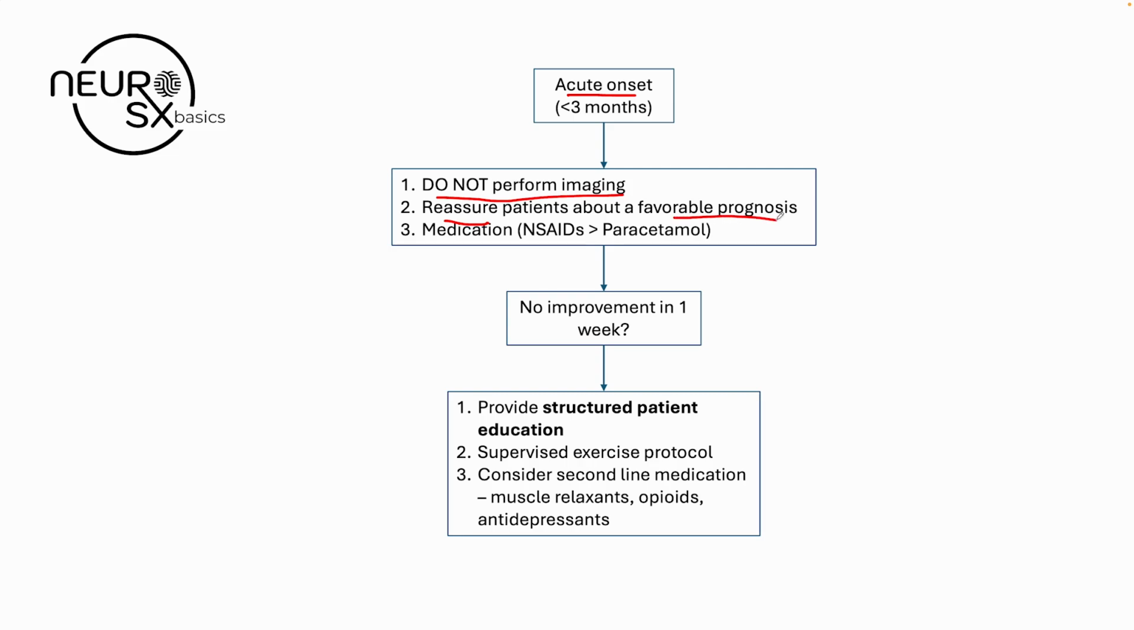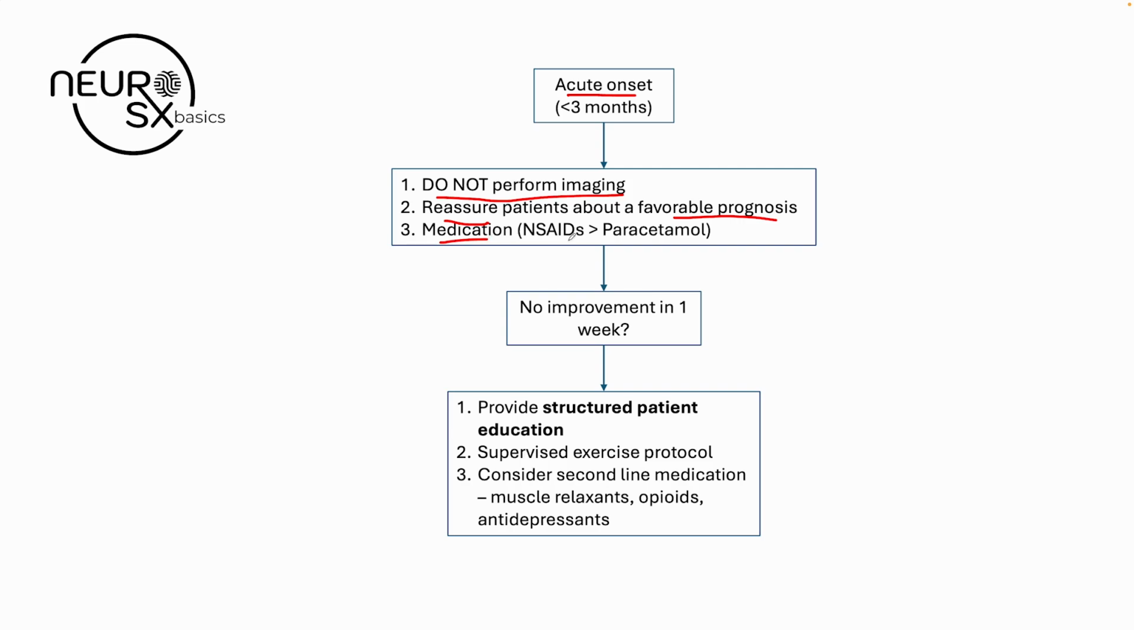Tell them that in 90-95% of cases the symptoms will resolve, there is nothing to worry about, and they should not think of it as a long-term disease which will lead to limitations with their activities of daily living. So the most important treatment here is actually reassuring the patient about a favorable prognosis. Then the last thing is medication.